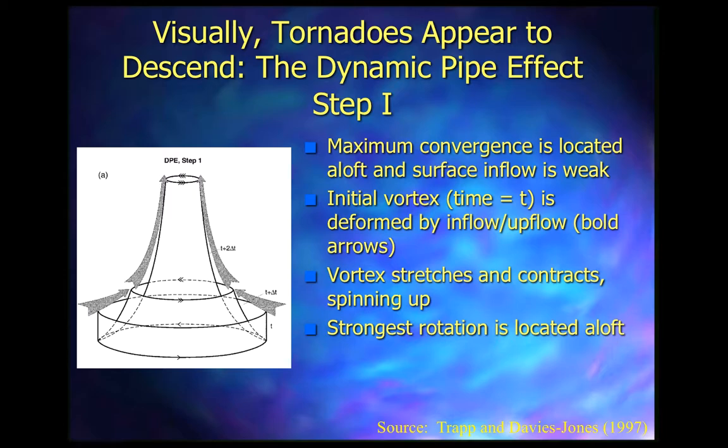There's a theory called the dynamic pipe effect. Here's how the theory goes. We have the same type of diagram that we had before. This is so-called step 1, where you have maximum convergence located aloft and relatively weak surface inflow. So it's a little different than the model we looked at previously. The convergence isn't maximum at the surface. You see the inflow being maximum a little higher up. The initial vortex time is t, and the vortex is deformed by the inflow and the upflow, which are the bold arrows, because the wind is changing with height. We get weak winds down here and strong winds here, so you get a deformation of the vortex. The cross-sectional area would be smaller aloft than at the ground because the convergence is not maximum at the ground. It's maximum at some level above the ground. Therefore, the strongest rotation is located aloft, not at the surface, not like what I just showed you for that uniform all-at-once model.